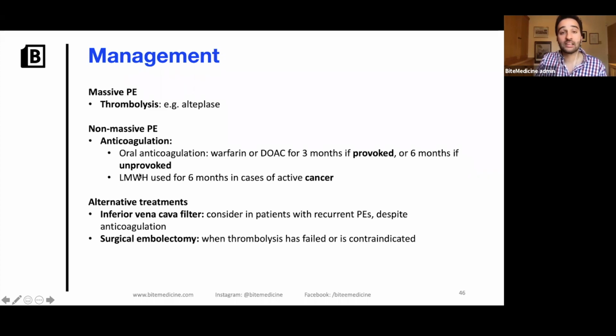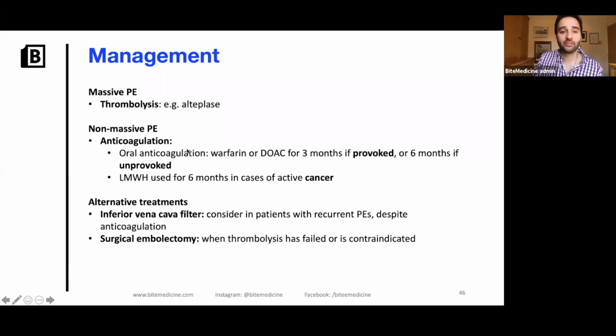And then finally, another really important thing to remember is that low molecular weight heparin is used for 6 months in active cancer. So patients with active cancer who have had a PE because of that will use low molecular weight heparin rather than an oral anticoagulant.